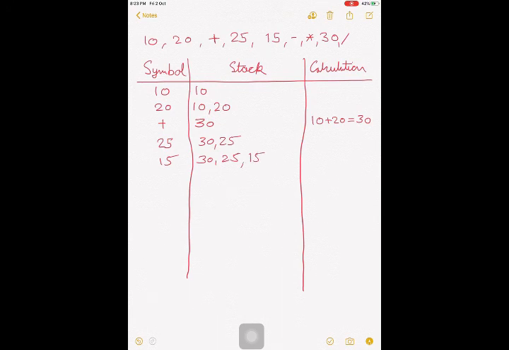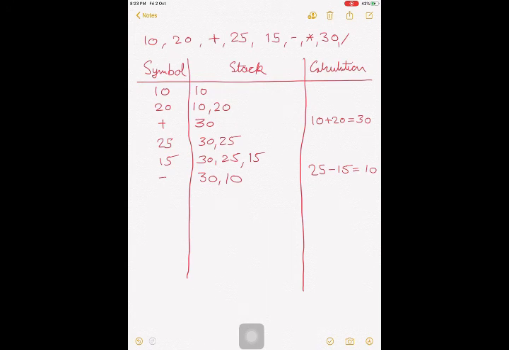Now we have minus sign. Minus is binary here. So two operands are popped from the stack and the operator is applied in between. 25 minus 15, that is equal to 10, and we put this 10 back to the stack. So we have this in the stack. 30 is already there because we have popped 25 and 15 only, and the result that is pushed back, that is 10.